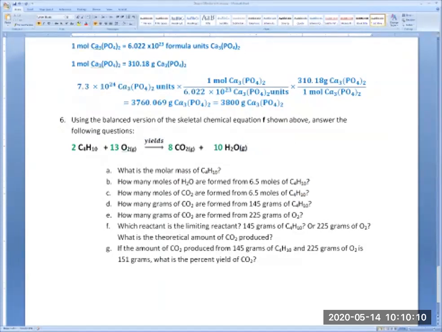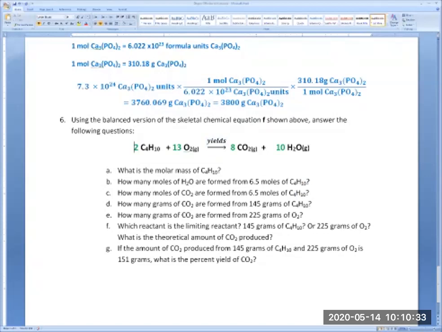So this is part of something I really want you to learn in this course: combustion reactions. When you are burning something that contains carbon and hydrogen, it takes oxygen from the air. So it's going to be on the reactant side. And you're making carbon dioxide and water.